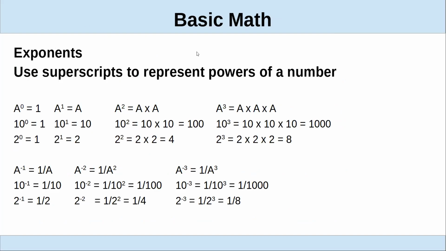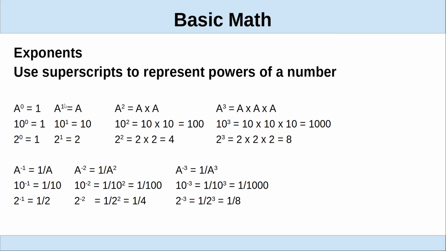Okay, exponents. Everybody familiar with exponents? It's just a way to represent powers of a number. In this first one, I took the variable a to the 0th power, which means that any number taken to the 0th power is going to be equal to 1.